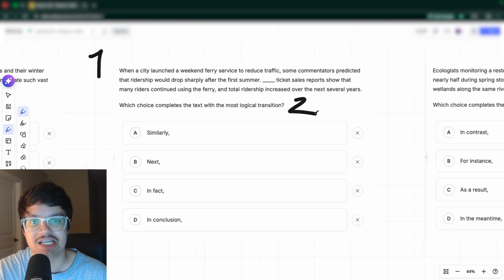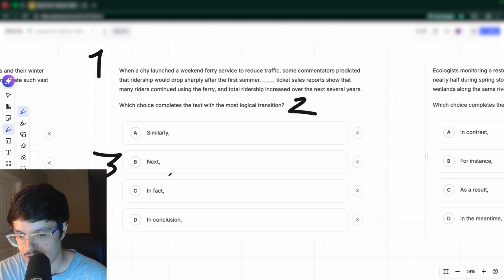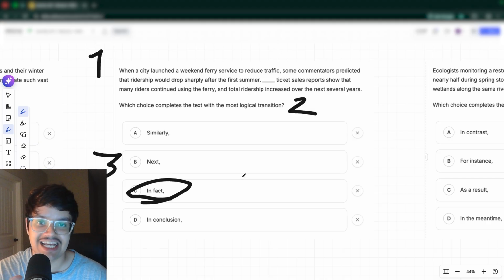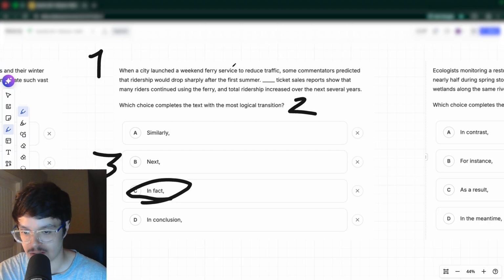So it definitely seems like something like however. We're looking for something with a contradiction here. Looking at the choices here, the closest one of that is definitely in fact. In fact, it doesn't really seem exactly like a contradiction, but that is what it's saying, because they thought this would happen, but in fact, in actuality, something different happened.